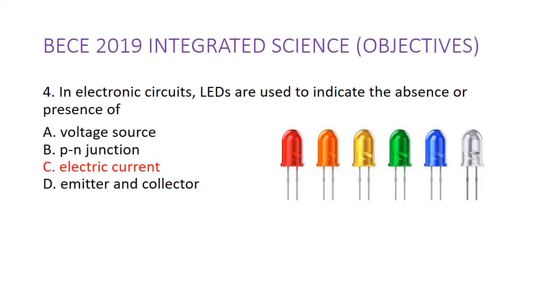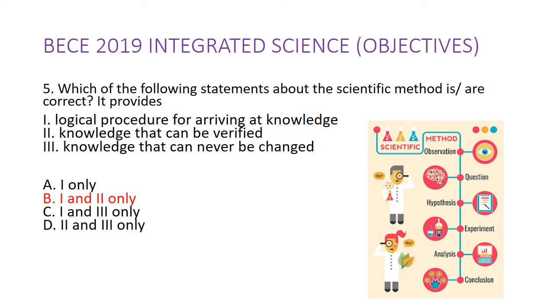Question 5: which of the following statements about the scientific method is or are true? It provides I, a logical procedure for arriving at knowledge. II, knowledge that can be verified. III, knowledge that can never be changed.